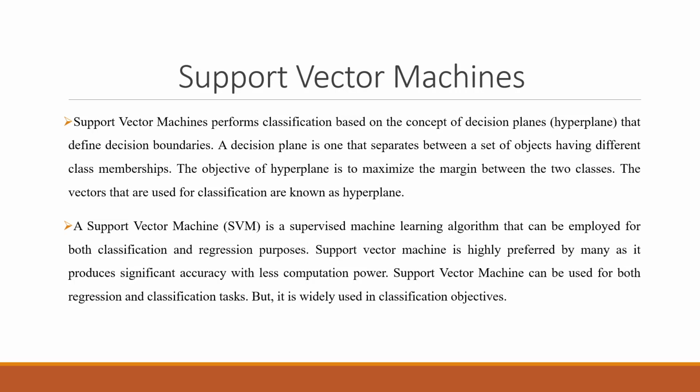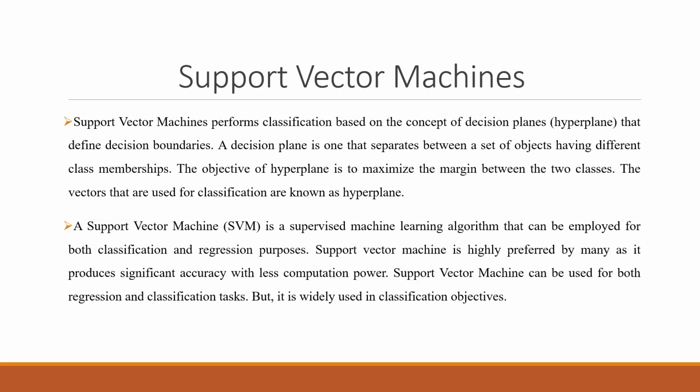Today we are going to discuss how to do cross-validation in support vector machine. Support vector machine performs a classification based on the concepts of decision planes with defined decision boundaries. A decision plane is one that separates between a set of objects having different class membership. The objective of the hyperplane is to maximize the margin between the two classes. The vectors that are used for classification are known as support vectors.